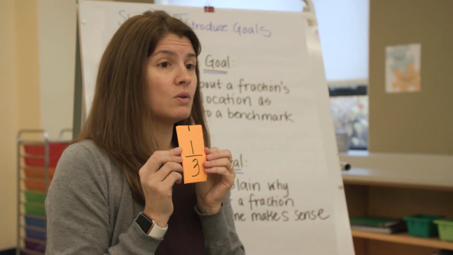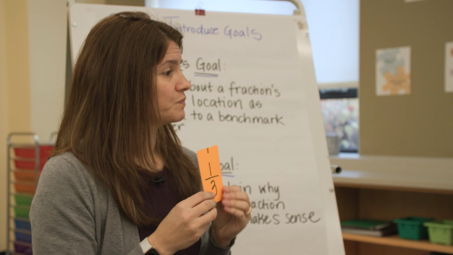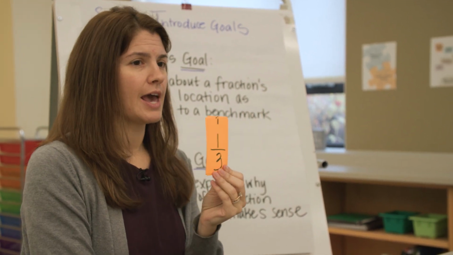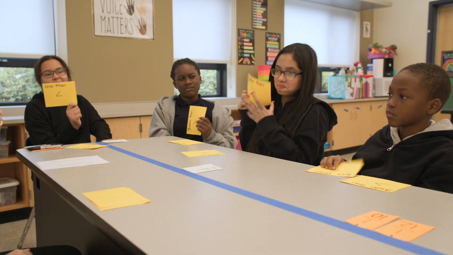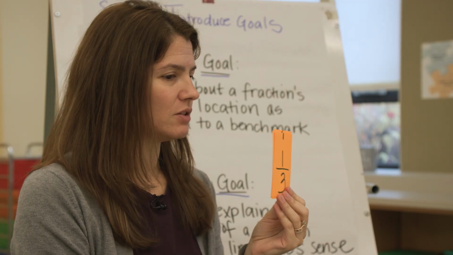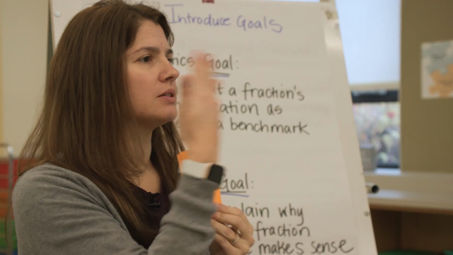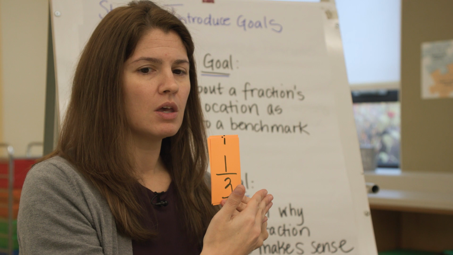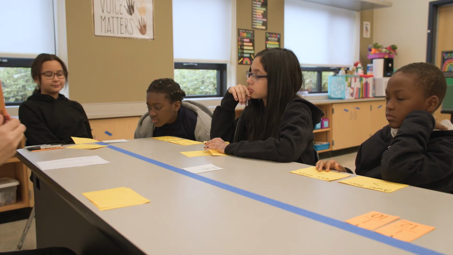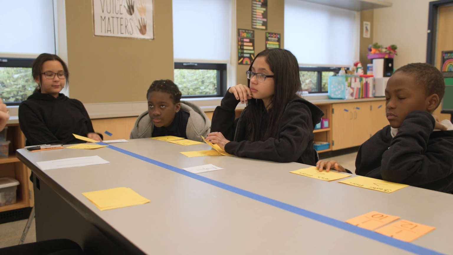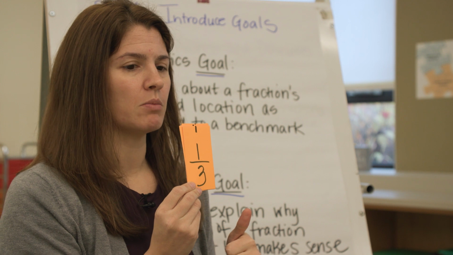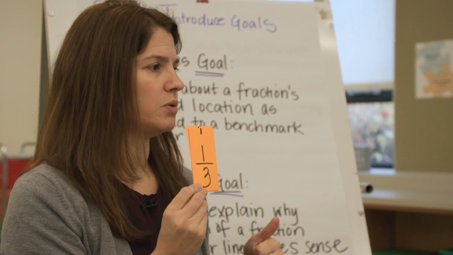Our next number is 1/3. Is 1/3 greater than or less than half? So we have a mixture of less than and greater than. So let's think about this for a minute since we're estimating where these numbers go. Can everyone take a look at the number line from 0 to 1? And can you picture it broken into 3 equal pieces? Give me a thumbs up when you can picture this number line broken into 3 equal pieces.